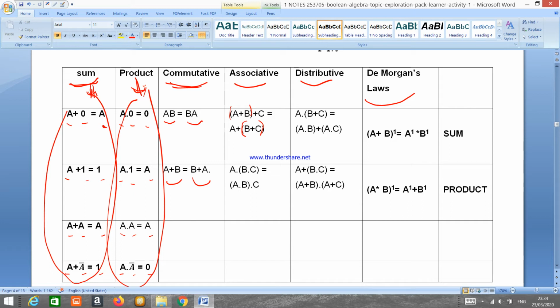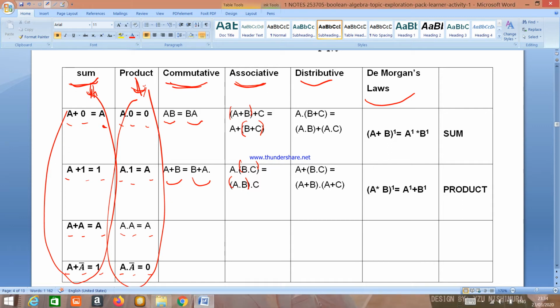The same thing applies for multiplication. We can put this in bracket or this in bracket. It's called the associative law. Now distributive law: a times b is ab, a times c is ac, and plus in between. Now distributive law, we also have this one.